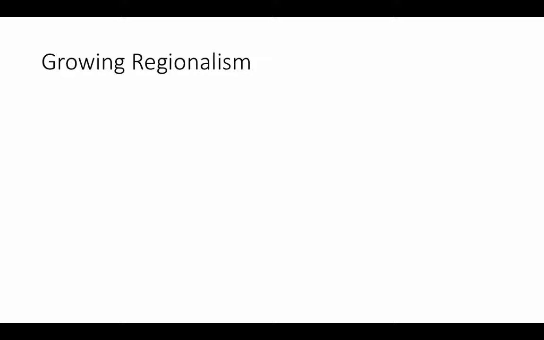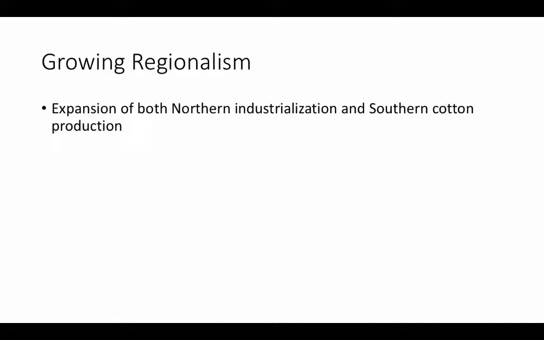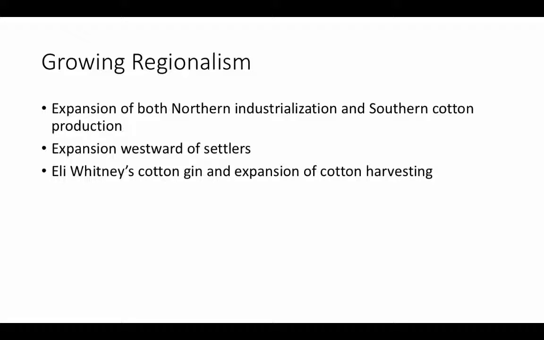Another problem that's going to start rising at this time period that we want to stress with the kids is growing regionalism. The expansion of both northern industrialism and southern cotton production created a growing divide between these two sections. The expansion westward of settlers, financed largely by the federal government, allowed at this time period for there to be now a third region to add on. And Eli Whitney's cotton gin and expansion of cotton harvesting is also going to expand this divide.